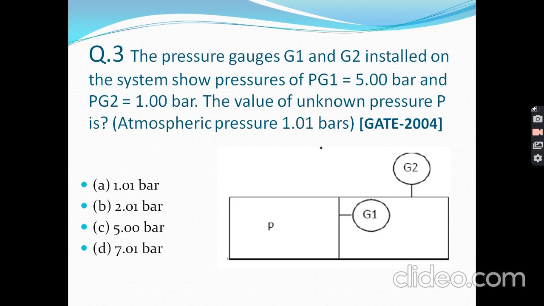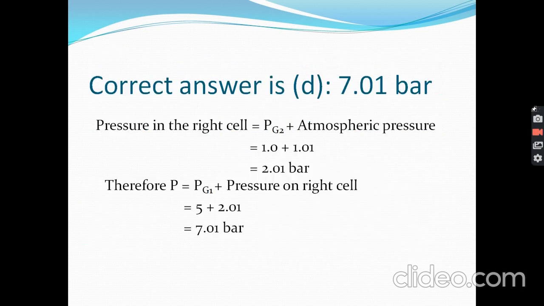Question third. The pressure gauges G1 and G2 installed on the system show pressures of Pg1 equal to 5 bar and Pg2 equal to 1 bar. The value of unknown pressure P is, the atmospheric pressure is taken as 1.01 bar. And the options are A 1.01 bar, B 2.01 bar, C 5.0 bar, D 7.01 bar.